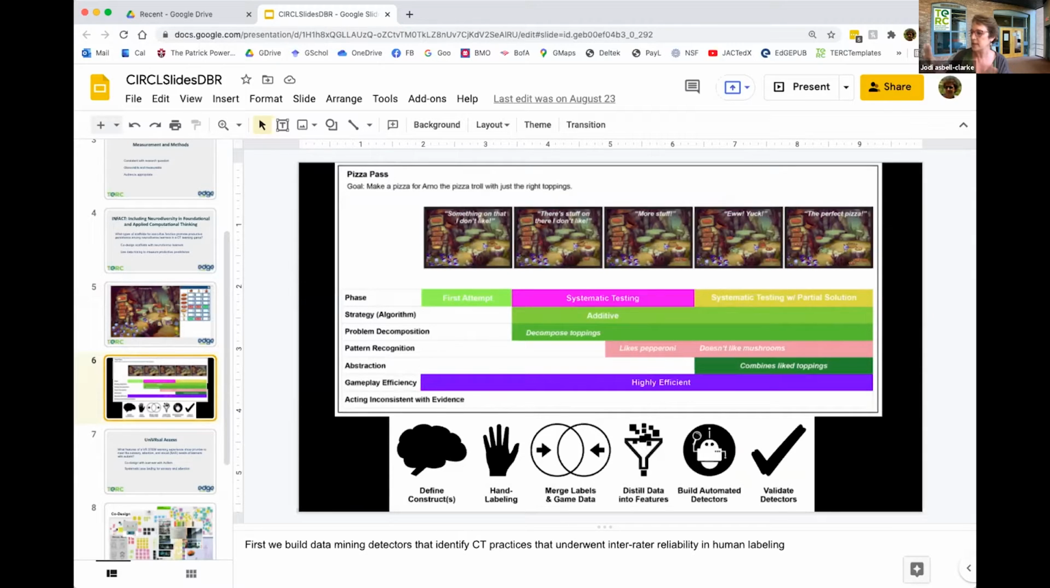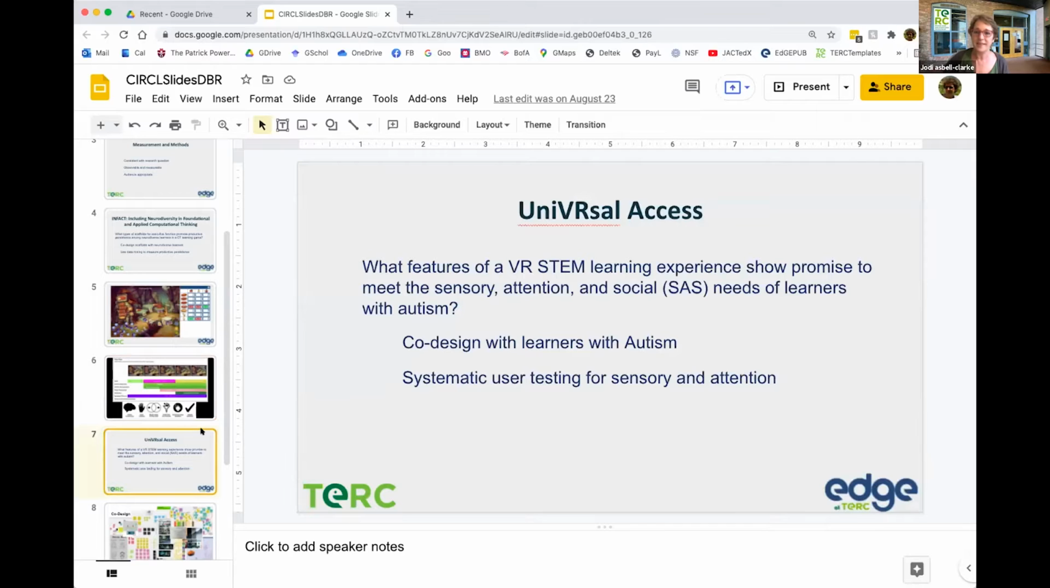The reason I wanted to show this is that it's rigorous. We have 70 participants. We do inter-rater reliability on hand labeling before we ever build any automated detectors. So this is another design research method, but it has rigor, even though it's innovative and emergent. I can talk more about these at length, but I don't have time. So I'm going to go.